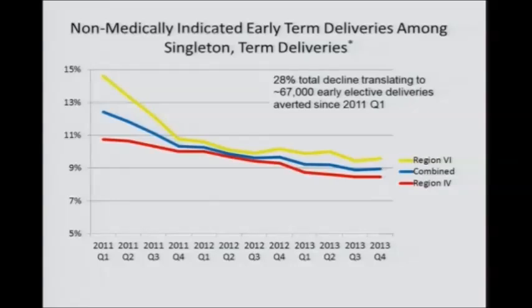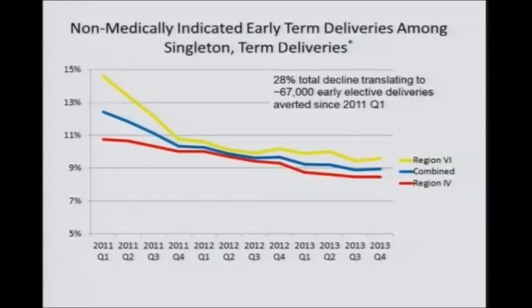This is an example from COIN. So Joyce, this will be familiar to you. This is regions 4 and 6 COIN, and this shows that there has been a 28% total decline in non-medically indicated early term deliveries. That's one of the work groups of the 4 and 6 COIN. And so the Bureau Director, Dr. Michael Liu, said, what does that 28% translate to? I want numbers.